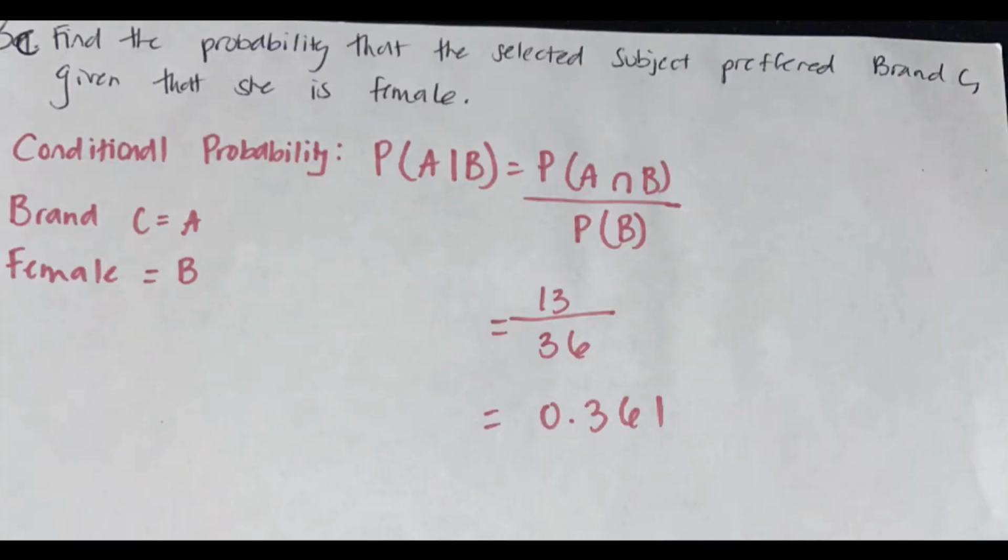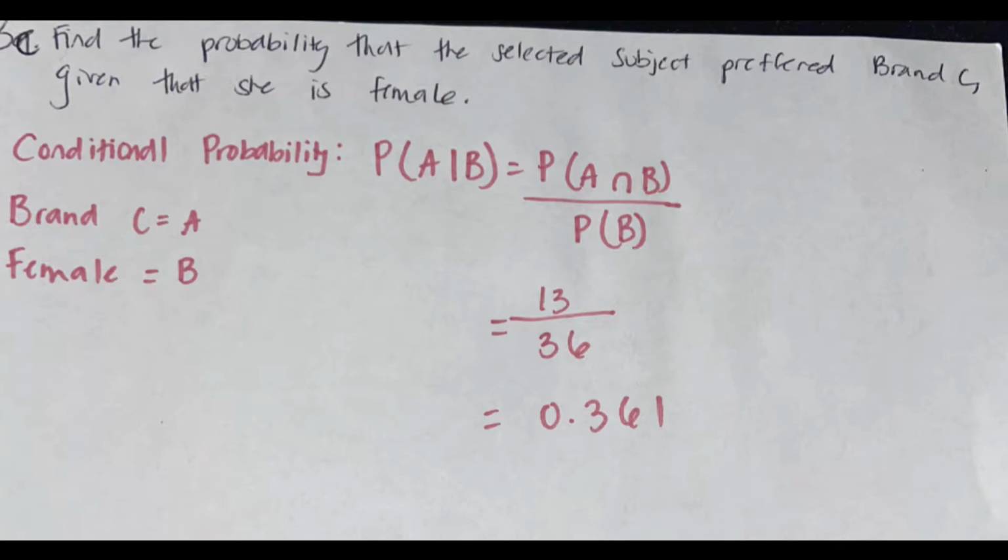Our final question is question 3C, which reads, find the probability that the selected subject preferred brand C, given that she is female. So for this question, we're going to use the formula for conditional probability, which is probability of A given B equals probability of A and B over probability of B. So our A in this formula is brand C, and our B is female.